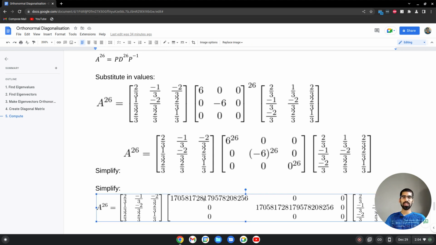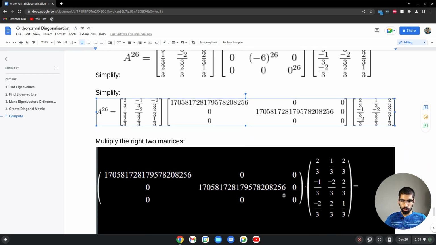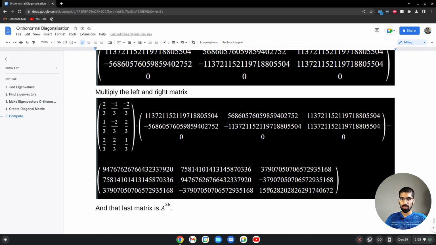Anyways, put it into a calculator, because we sped up the computation all we could. Now it's the calculator's turn. So the calculator spits out 6 to the 26, and also 6 to the 26, because the negative doesn't matter with an even exponent. We get this. Right, multiply these two matrices, and you get whatever this mess is, and then multiply this mess with the left matrix, and here is our final answer for A raised to the power of 26.